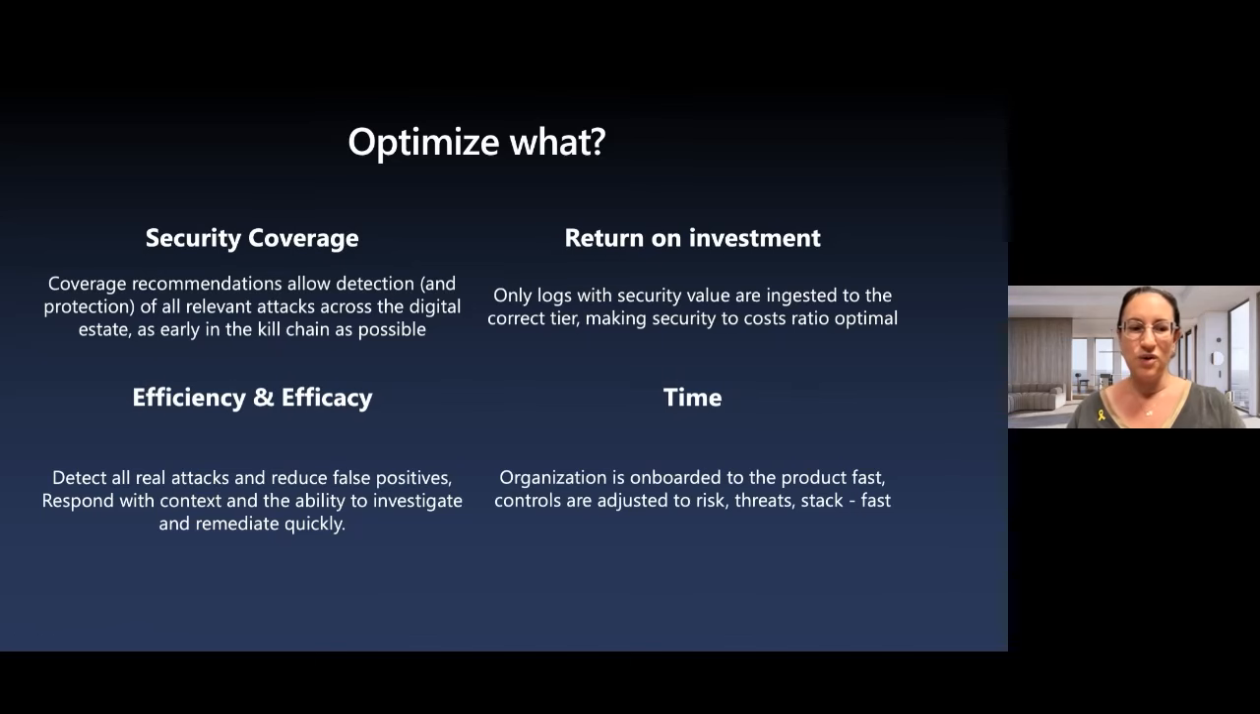Efficiency and efficacy. So all real attacks are detected, false positives are reduced, you respond with context and have the ability to investigate and remediate quickly. Again, if security coverage was, let's say, the input to the SIEM, the efficiency and efficacy are the output, the Q. We would like to see this efficient, and this leads us to the fourth category, which is time. We would like you to be onboarded fast. We would like processes to be quick and efficient, and of course relevant, and that all your controls are adjusted to the risk, threats, and stack fast.